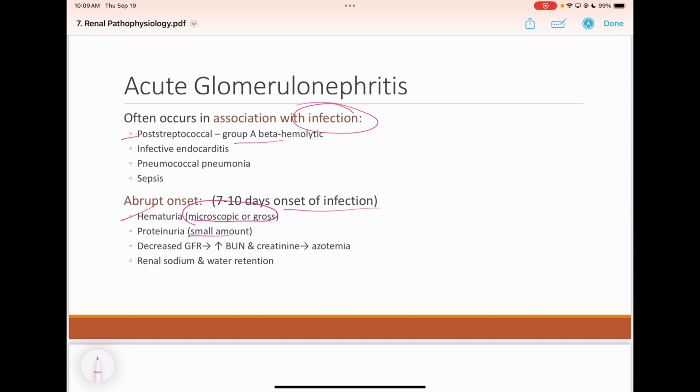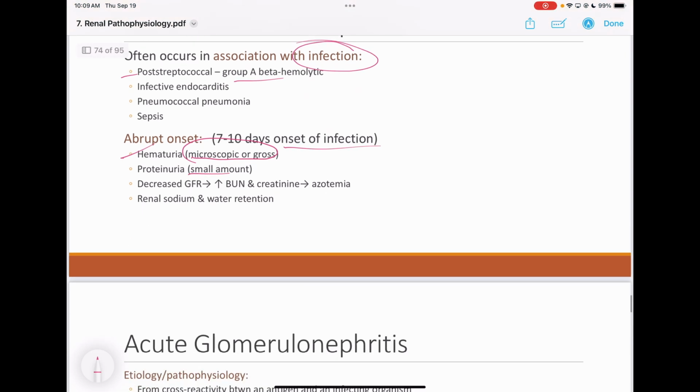Again, small amount of proteinuria, decreased GFR, all those glomerular sites are being destroyed. They're not going to filter properly. You're going to have problems with your GFR due to that. Therefore, results in azotemia and renal sodium and water retention.